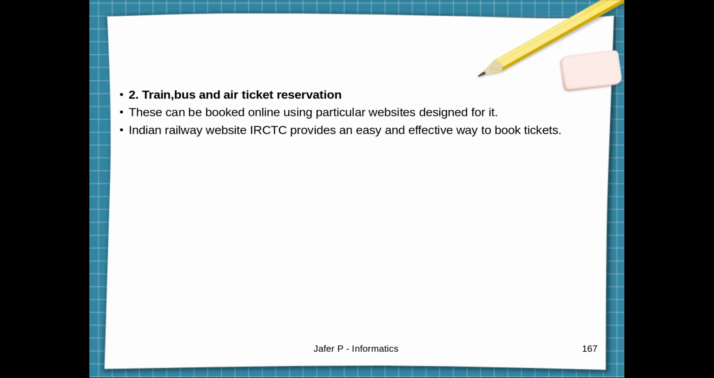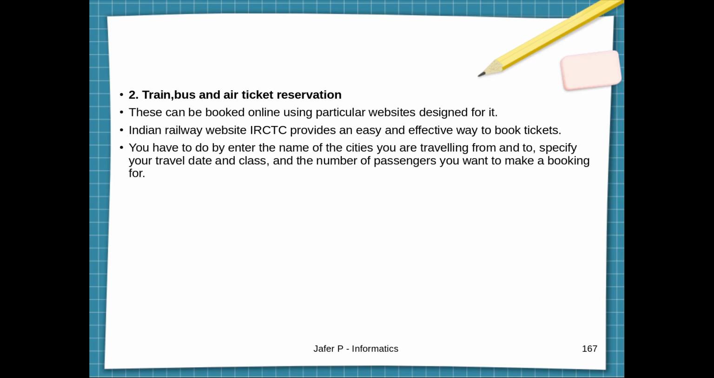The Indian Railway website IRCTC provides an easy and effective way to book tickets. You can go and purchase train tickets there. Indian Railway gives you a website for that, called IRCTC. You have to enter the names of the cities you are traveling from and to.